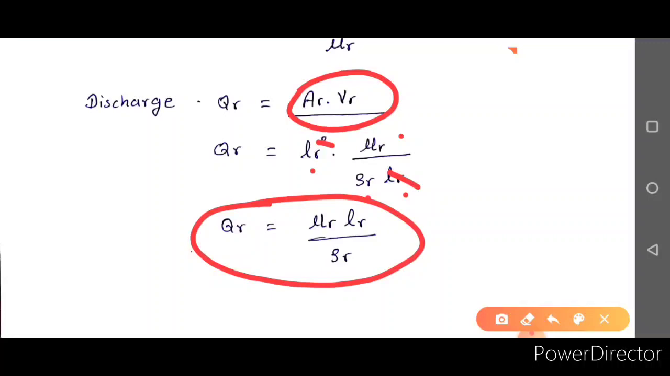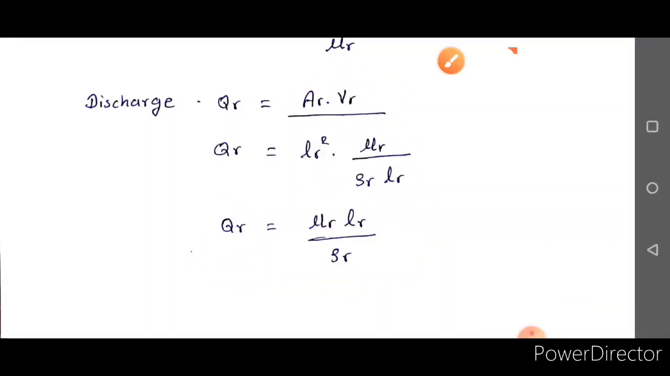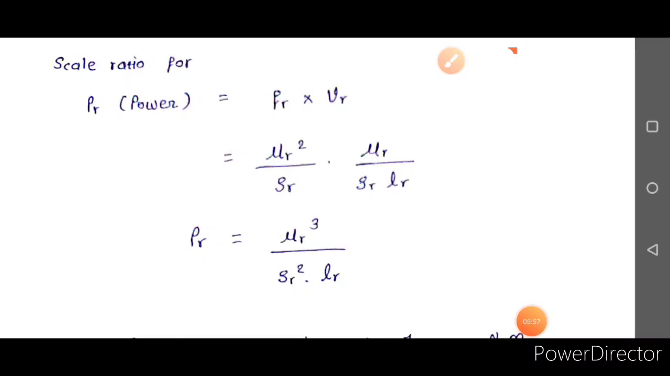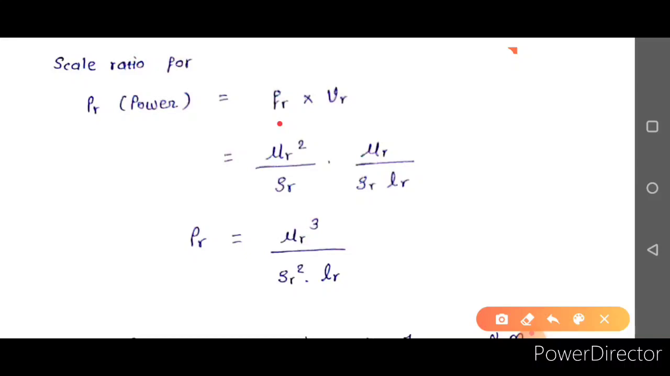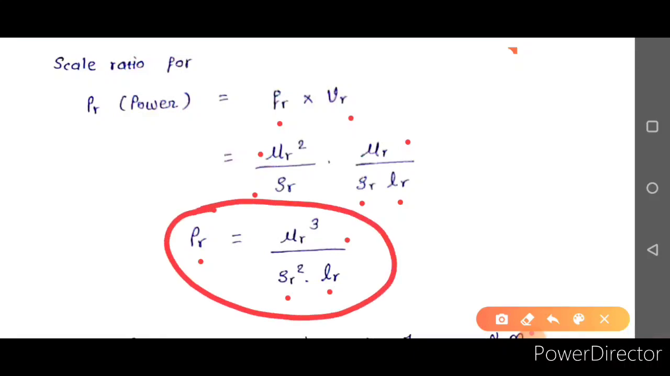In the same manner, if you want to find out power, then the scale ratio for power means force into velocity. Force means mu r square divided by rho r, into velocity means mu r divided by rho r into L r. So power is nothing but mu r cube divided by rho r square into L r, where mu is the dynamic viscosity, rho is the density, and L r is the length, and P is the power ratio. R represents the ratio of prototype with respect to model.